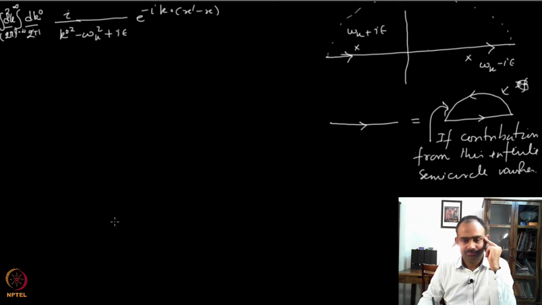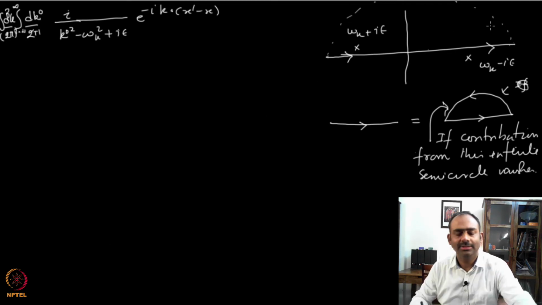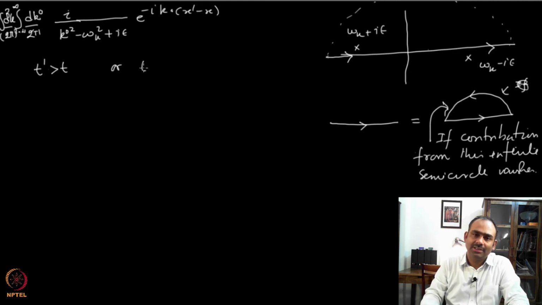What I will do is, first, I wish I had not drawn this, but anyway, okay. So, first let us consider a situation where t prime is greater than t, okay, or t prime minus t is greater than 0, same thing. Let us look at this situation. Then the k0 integral is the following.